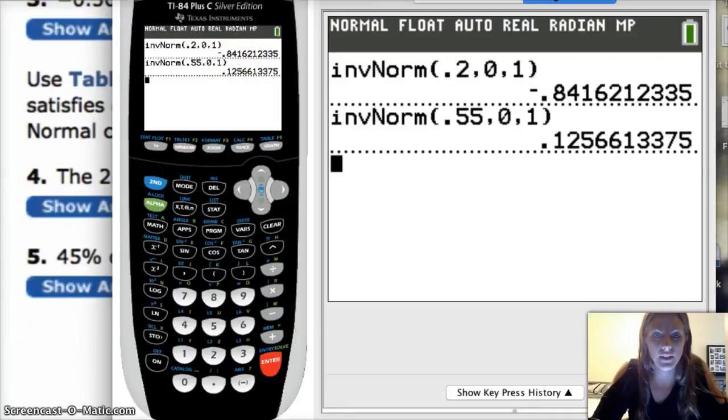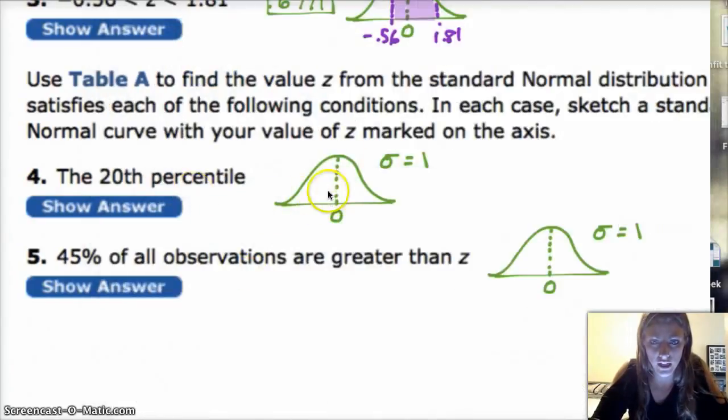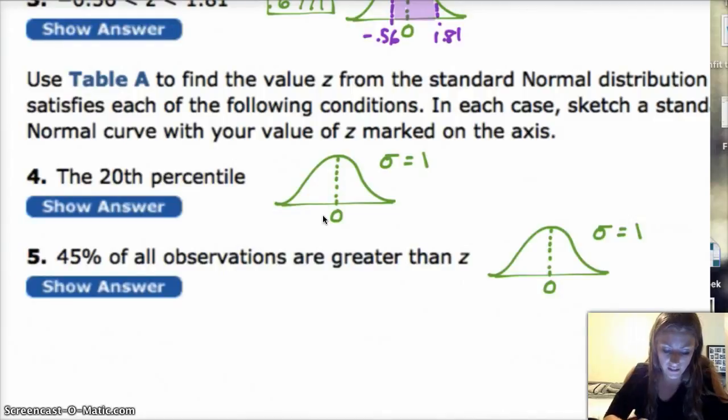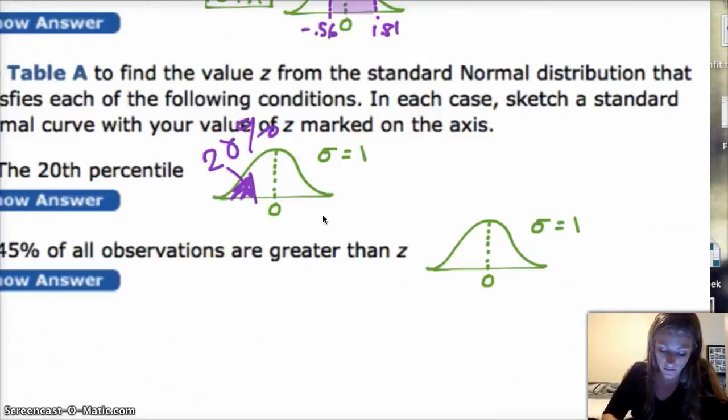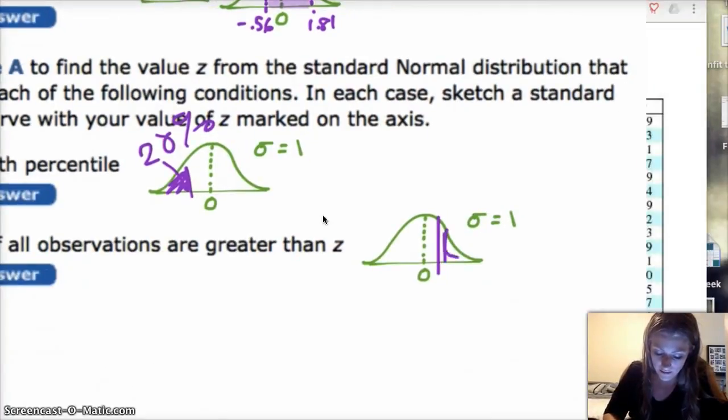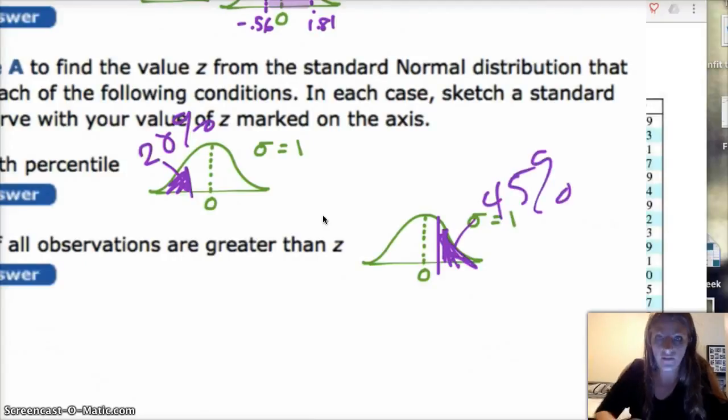And then you have to show your work. You have to shade in the area. So the 20th percentile is going to be here, and I want all the area here to be 20%. Shade that in, and then 45% of all observations are greater than z, so that's going to be approximately here, and that's the area where 45% of the data lies above whatever your z value is here.